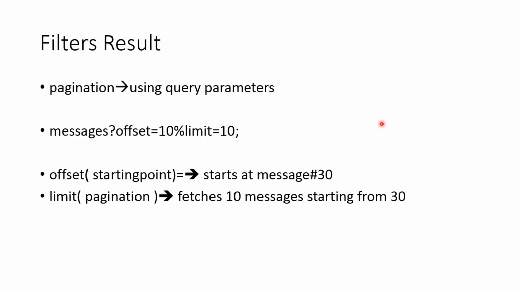Now next, you have got filtering the results and then pagination. Filtering the result is done with the help of pagination using the query parameters. We will discuss this. So you have got messages with offset equal to 10 and limit equal to 10. Means you should start at 10 and from 10 you should get the next 10 messages. So offset is the starting point: start at message number 10, and limit fetches 10 messages starting from 10. Clear with this?